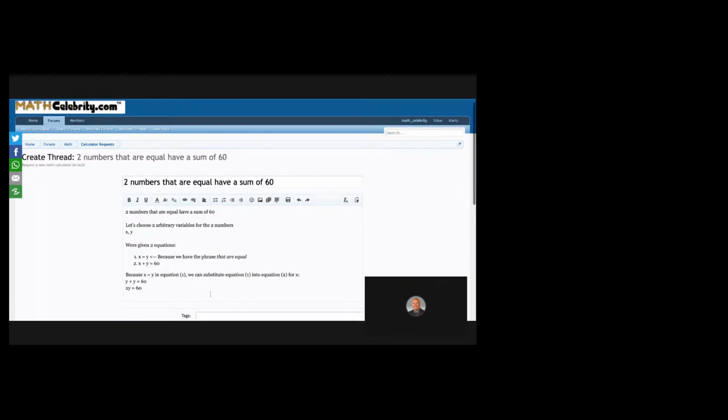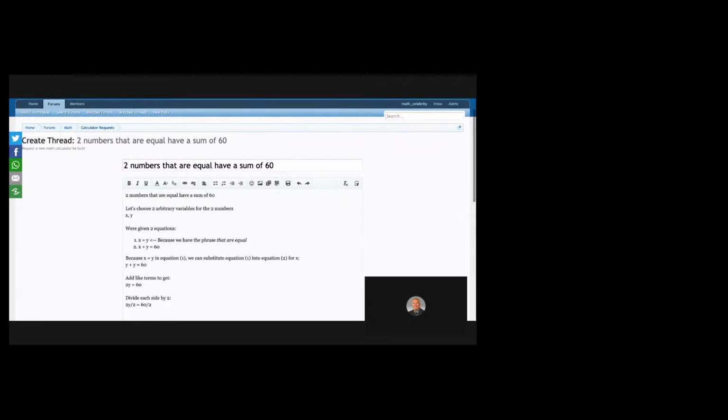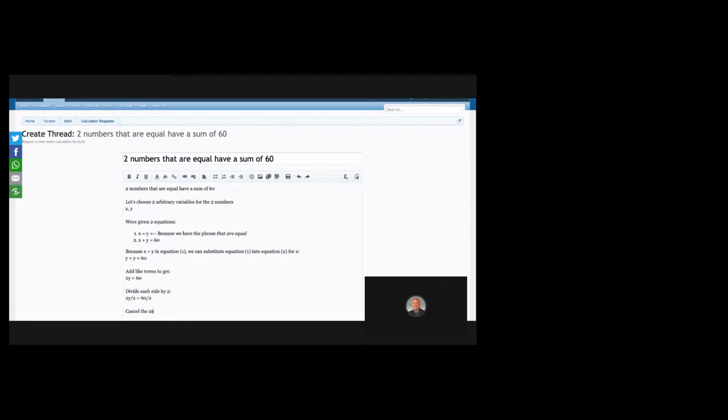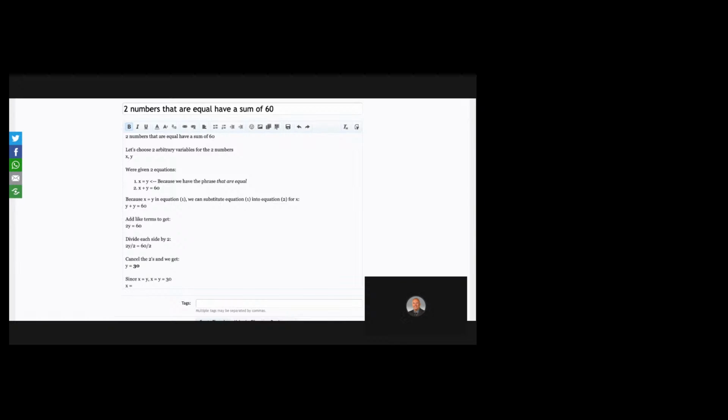2y equals 60 because we add these two together. Add like terms. Divide each side by 2. 2y over 2 equals 60 over 2. Cancel the 2's. And we get y equal to 30. And then since x equals y, x equals 30.